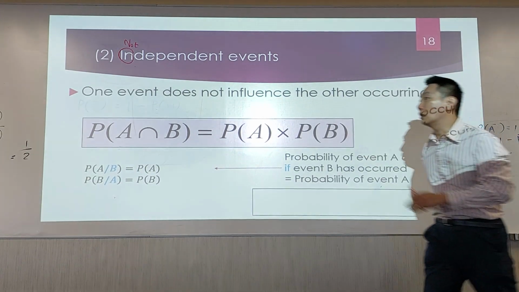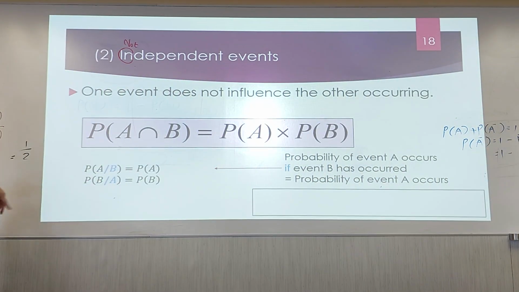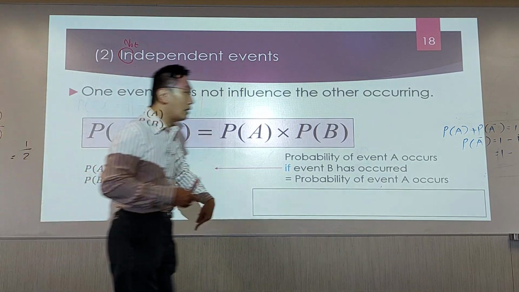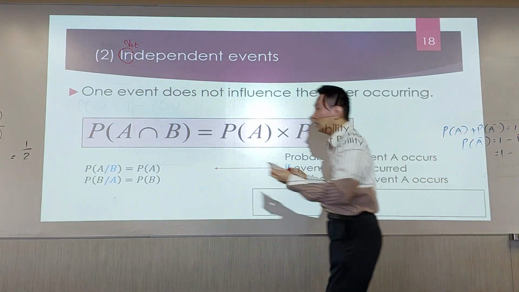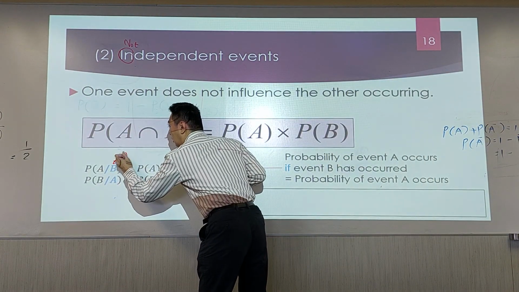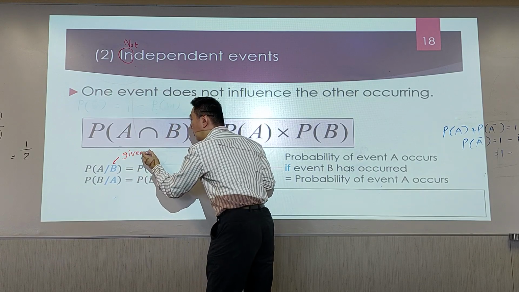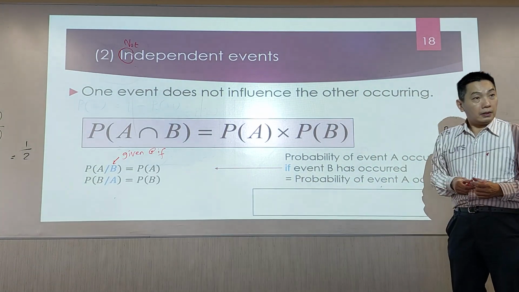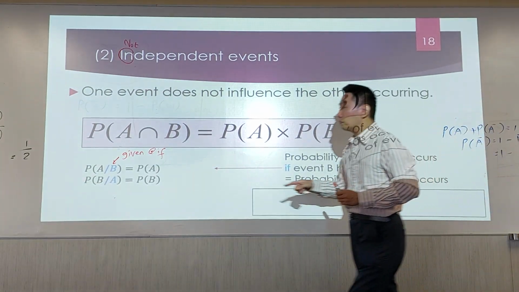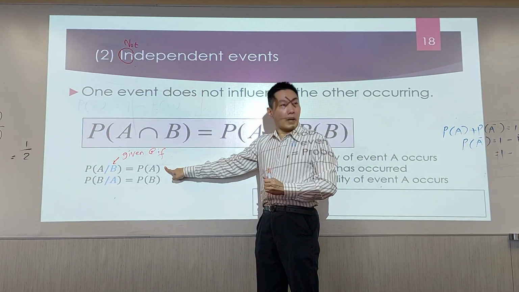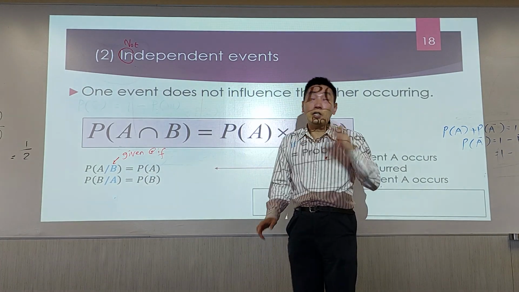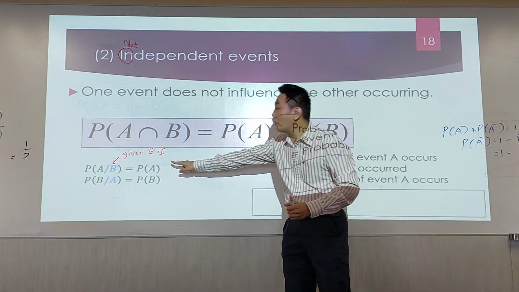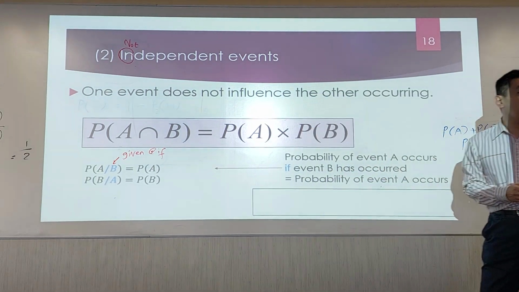Another important formula that you may need is if you are asked to calculate probability A, given that B happened. This slash means given, or we call it if. If B already happened, what is the probability that A will happen? The answer is equal to probability A. Why? Because A is not affected by B. Even though we know that B already happened, the answer is still equal to probability A. So this formula is only applicable when A and B are independent.